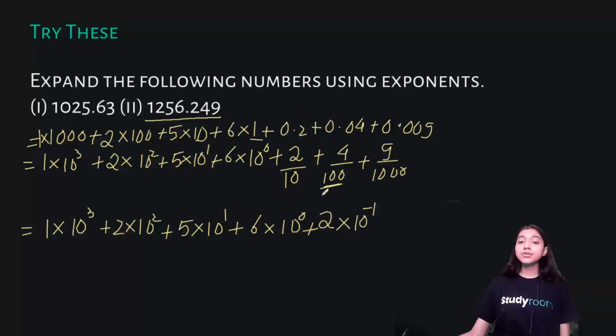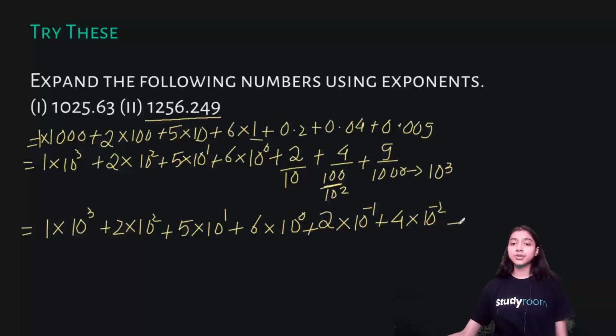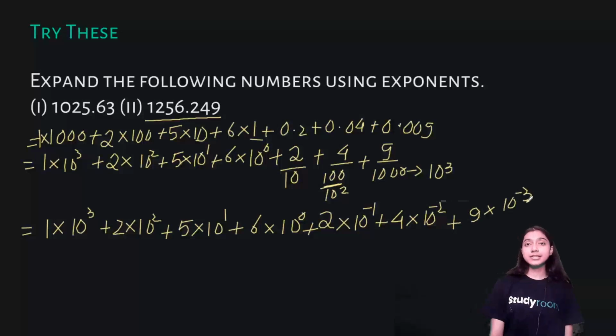Now this 100 can be written as 10 square. So when we take 10 square to the numerator side, it will become 10 to the power minus 2. So we have 4 multiplied with 10 to the power of minus 2. Similarly, this 1000 can be written as 10 cube. When it is taken to the numerator side, it will become 10 to the power minus 3. So we have plus 9 multiplied with 10 to the power of minus 3. So this is the final answer.